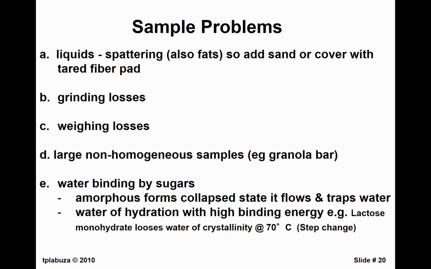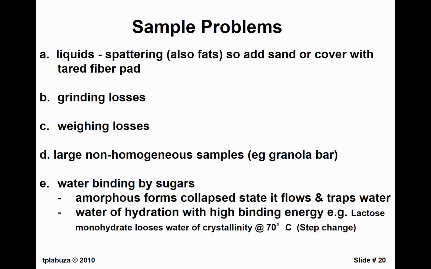So here's part of the problem of your sample. We talked about the problems of the equipment. Liquids can spatter, especially if you try to do it in a vacuum oven. One way to handle that, or if you're trying to do fats, same thing, you can add some dry sand to the product. That's going to slow things down, but that at least prevents the spattering, and you're going to get bad results from that. Some people cover it with a filter pad, but I think the sand is a better way of doing it, because that prevents the bubbling up of it.